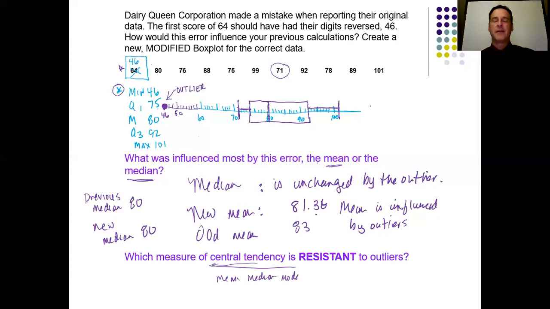Is resistant to outliers. Now let's think about resistance. What does resistant mean? Well, if I say my watch is water resistant, that means it's unaffected by water. Okay. So resistant means not influenced by. Okay, so which of these three is not influenced by outliers? Well, we just answered that. We said the median is. Okay, the median is resistant to outliers.